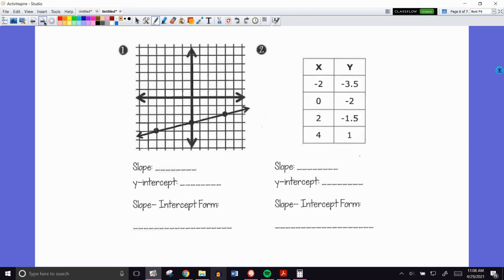All right, so now we're going to do a couple more problems to see if we can identify our slope and our y-intercept. So given this graph, I'm going to find my slope. I need to do my rise over run.